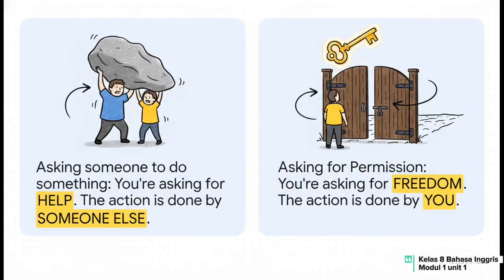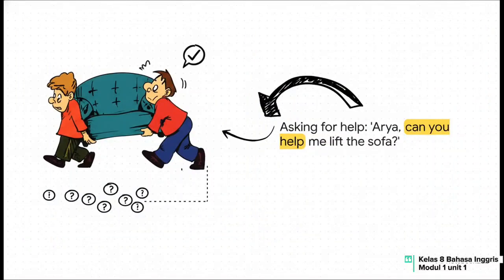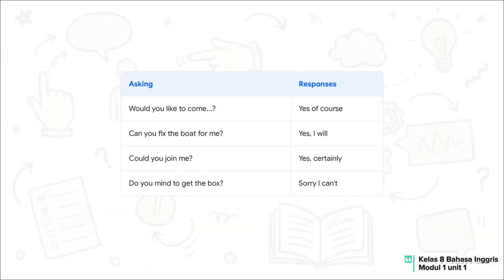It all comes down to one thing. Who's doing the action? Okay, let's look at the first type, asking for help. Arya, can you help me lift the sofa? The speaker here, Fadl, either can't or just doesn't want to do it alone. The action has to be done by Arya. The phrases we use for this are a lot more polite and indirect. Things like, can you? Could you? Would you mind? They're kind of like softened commands, right? They're framed as questions to give the other person a choice, even if we're really hoping they'll say yes.